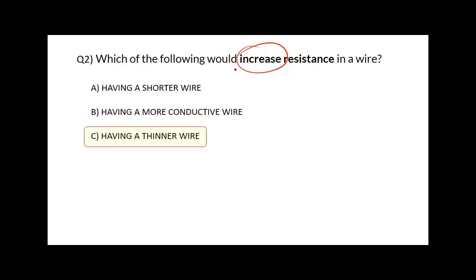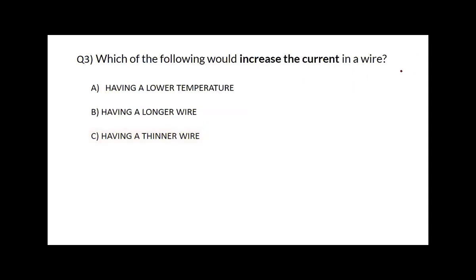Yes, having a thinner wire. So a shorter wire would decrease resistance. And also I could say increase. By saying increase resistance, I'm really saying decrease what? Current. So this is where I want you to start thinking about this. I could say a lot of different things to get to that answer or make it a different answer. So let's go ahead and answer the next one. Take a second, think about these. Which would increase current in a wire? Pick your choice.